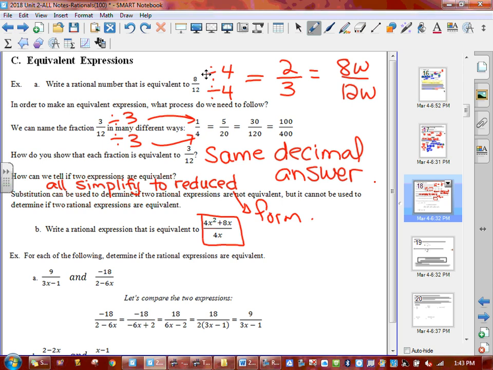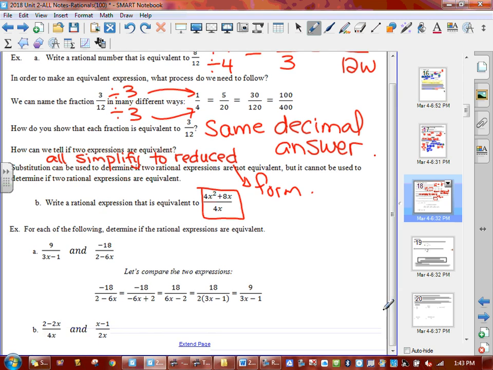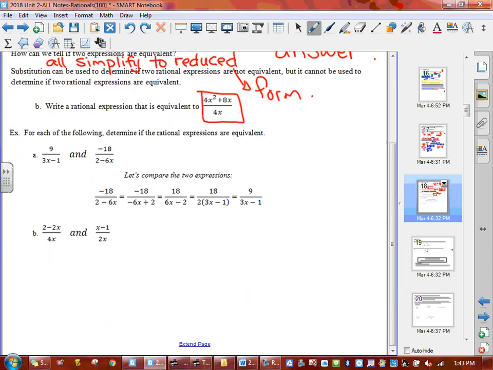Sure. Okay, so the first one, I'm just going to put it over here. We're going to divide it all by 2. So if I divide it all by 2, I'm going to end up with 2x squared plus 4x all over 2x.